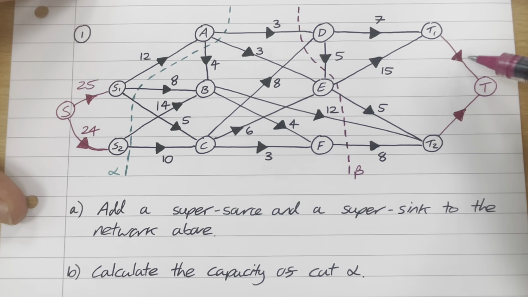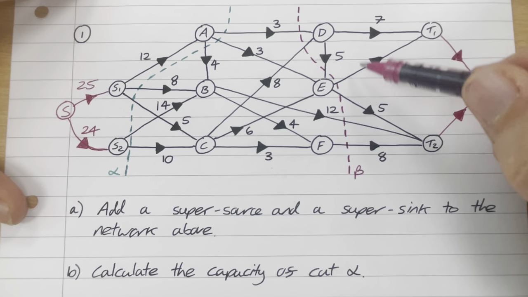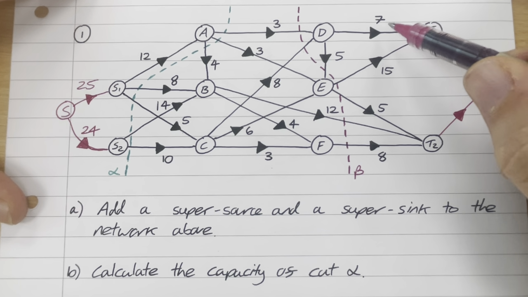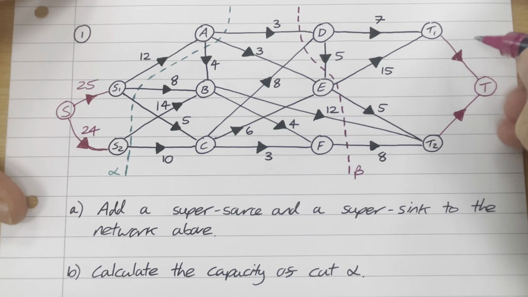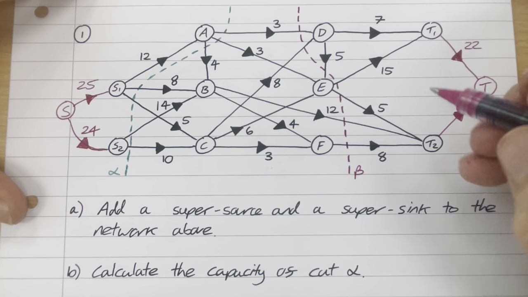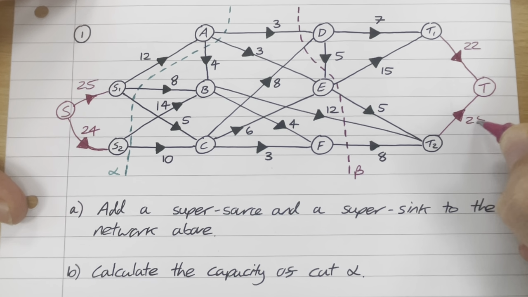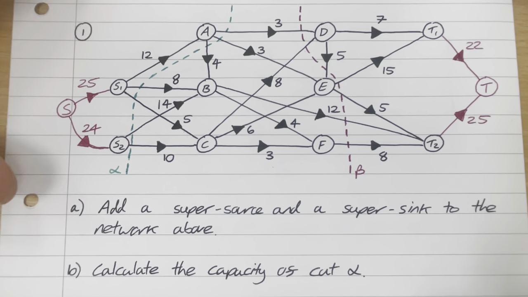And the weighting that goes on this arc is going to be the sum of all of the arcs going into each sink. So this one here's got 7 plus 15, so that's 22. And this one here has got 5 plus 12 plus 8, which is 25. Okay, so that answers the first part of the question.